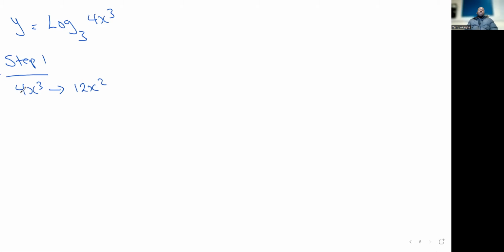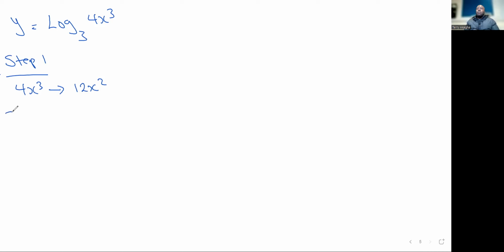Okay, so let's say we have y is equal to log 4x cubed to base 3. Step 1, you differentiate the power. When you differentiate 4x cubed, it's going to give you 12x squared. So 3 times 4 will give you 12, and 3 minus 1 will give you squared. So please, if you've not revised the power rule, please go back and revise it.